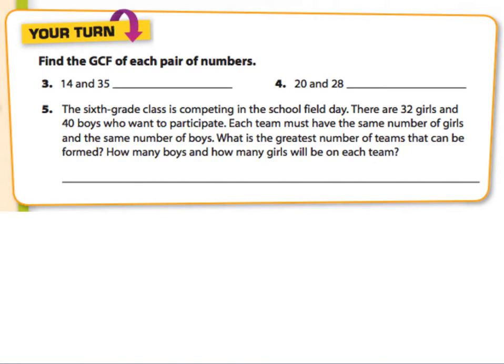Okay, so now we're going to find the GCF of each pair. I want you to try this on your own. I want you to use the listing method. Actually, no, let's do it together. The list method, and then we'll use the ladder method here. So for the listing method, I'm going to list the factors of 14.